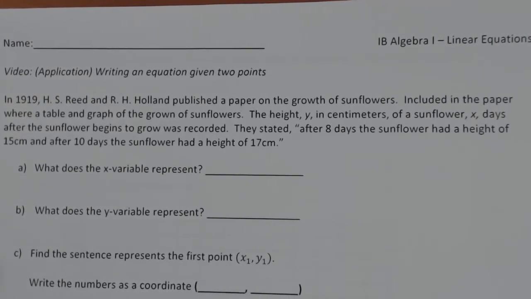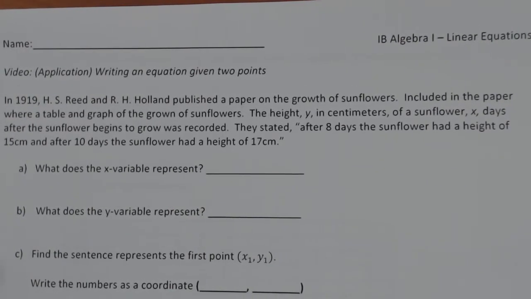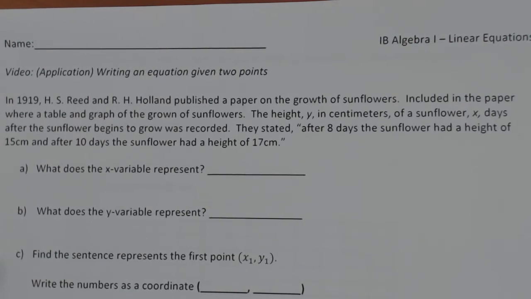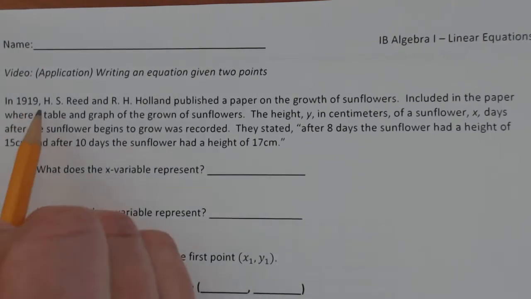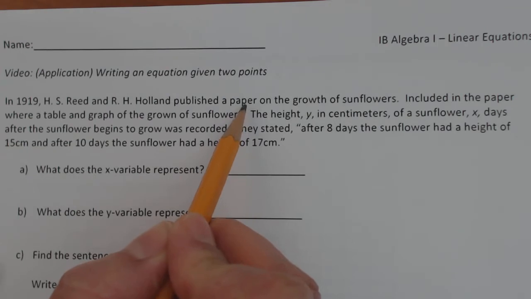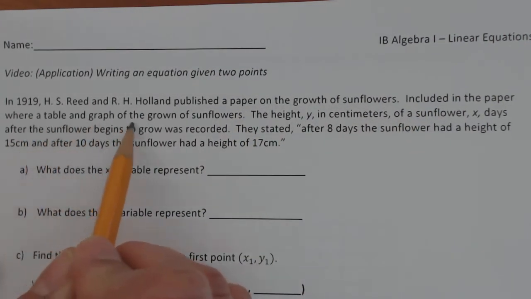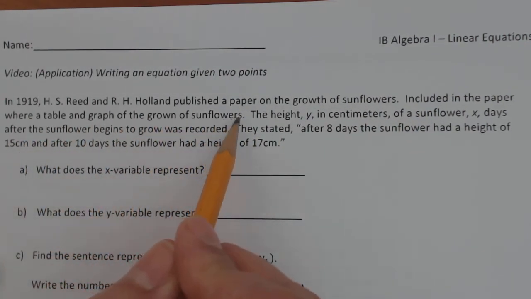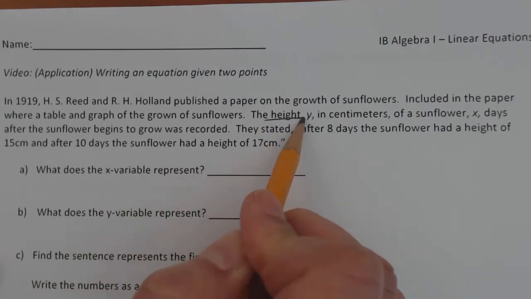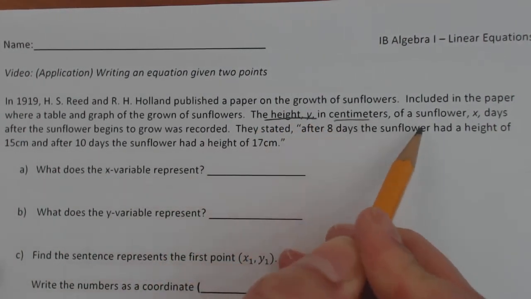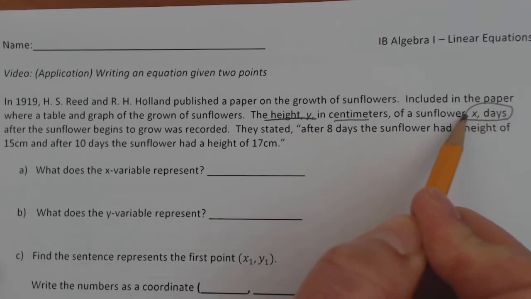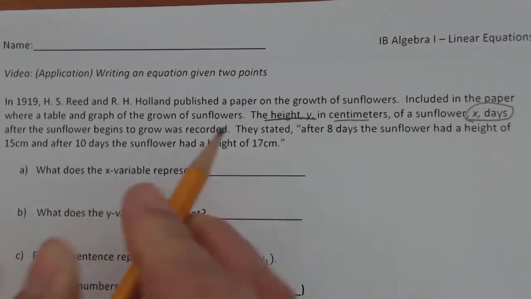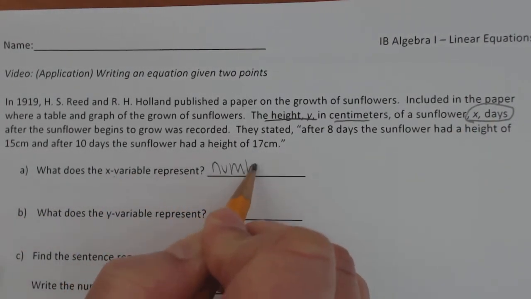All right, so first A, what does the x variable represent? So let's reread it looking for our x. So this just tells about who published the paper. Included in the paper were a table and a graph of the growing of sunflowers. The height y in centimeters of a sunflower, x days. Okay, so what does the x variable represent? So let's put number of days.